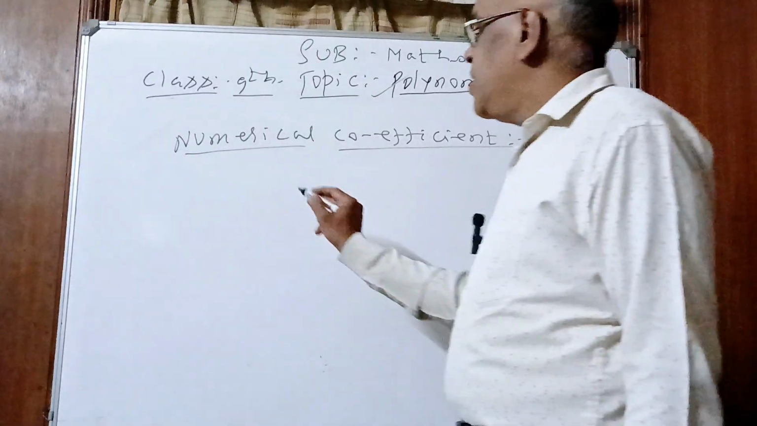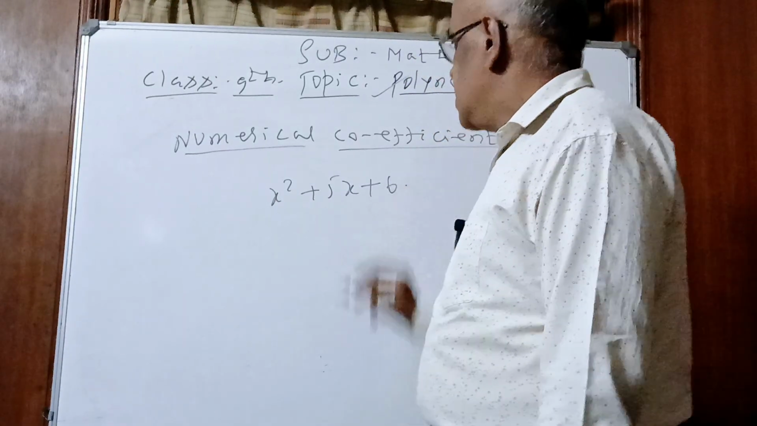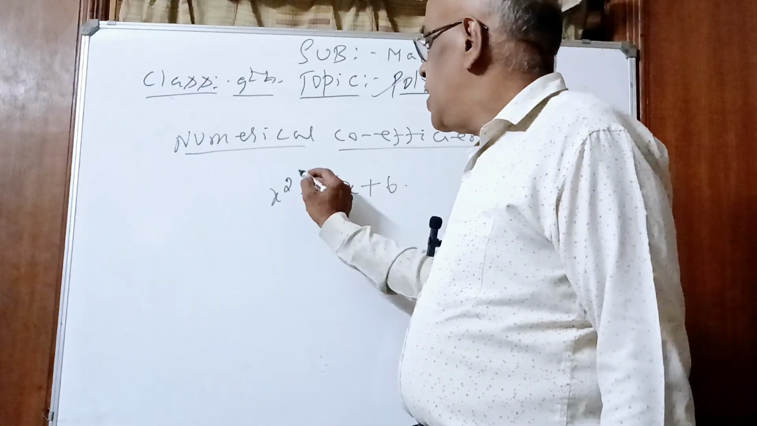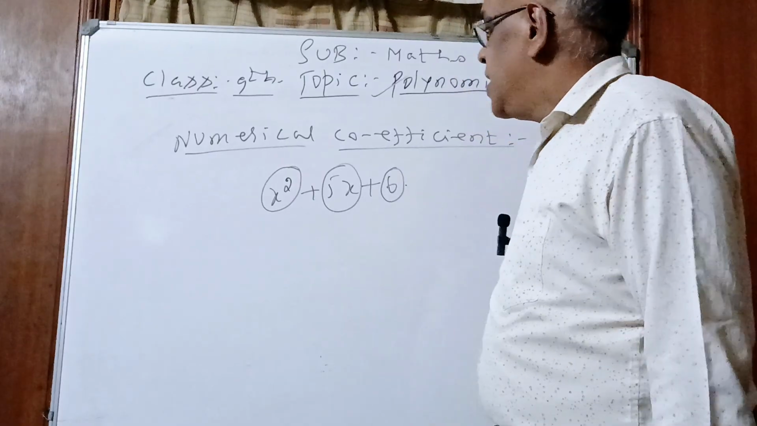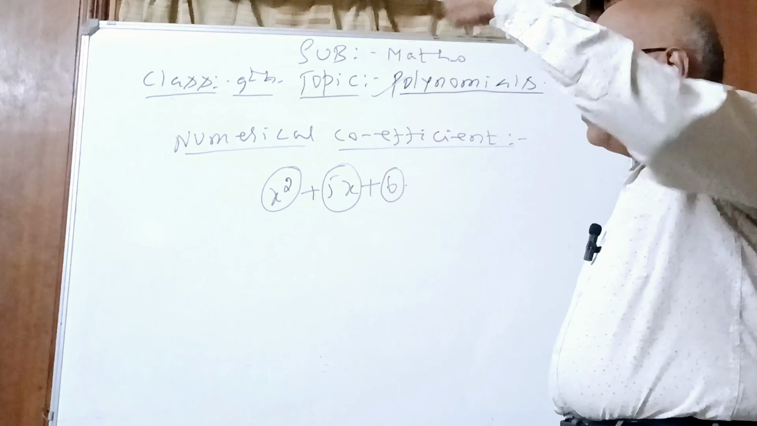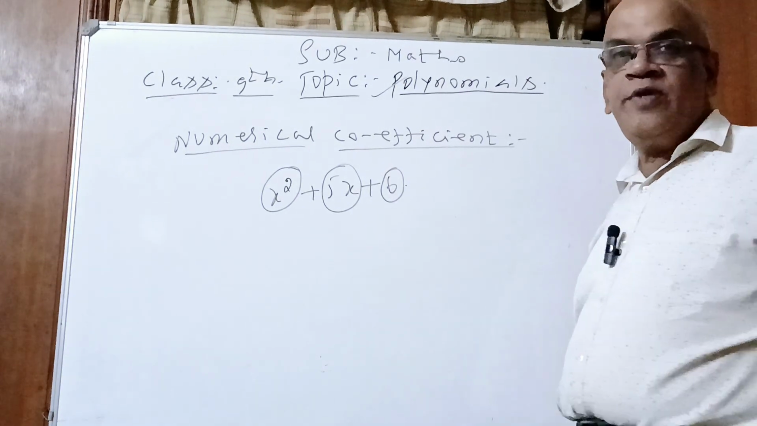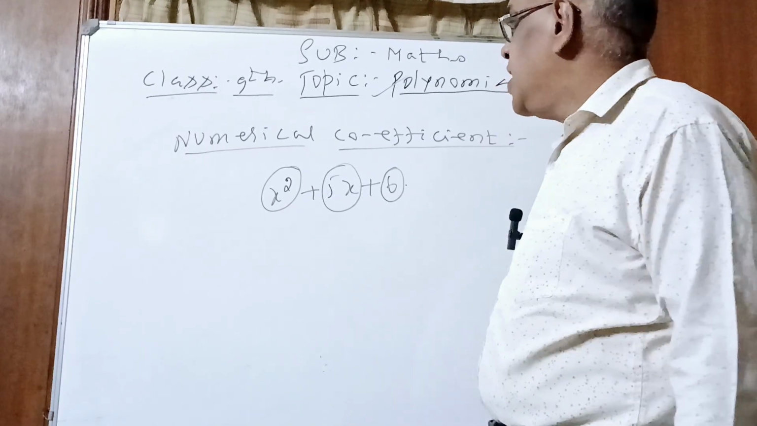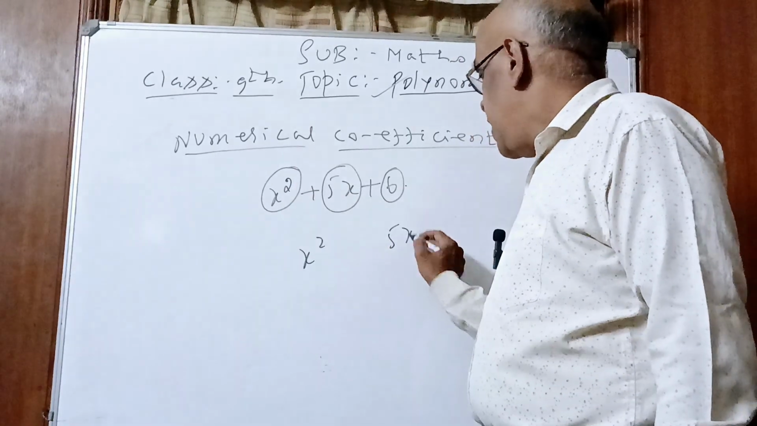Take a polynomial x square plus 5x plus 6. It's a polynomial. Now, what is x square? It's a term. What is 5x? It's a term. What is 6? It's a term. How many terms are there? 3 terms. Again, I am revising what we studied in the previous case. What type of polynomial? Based on terms, trinomial. Based on degree, quadratic polynomial. Yes or no, children?